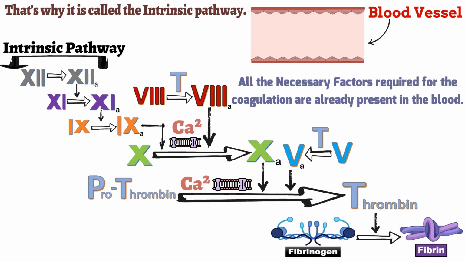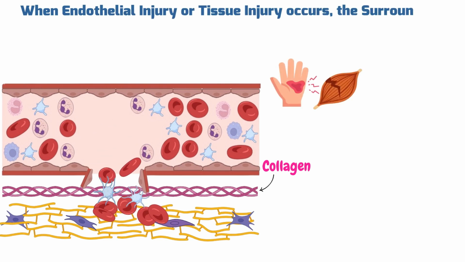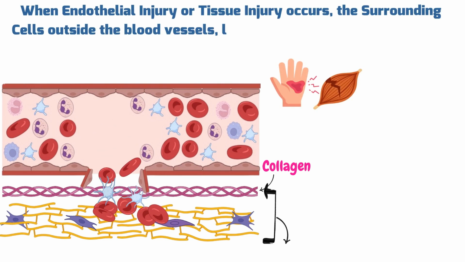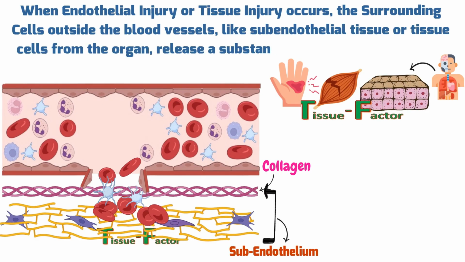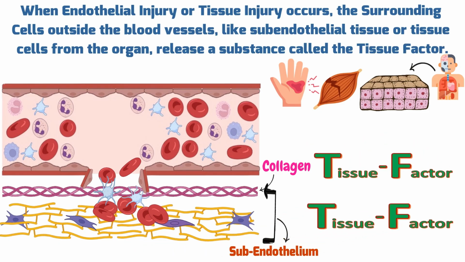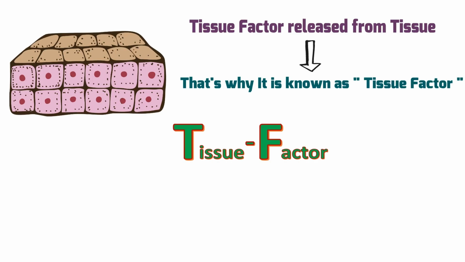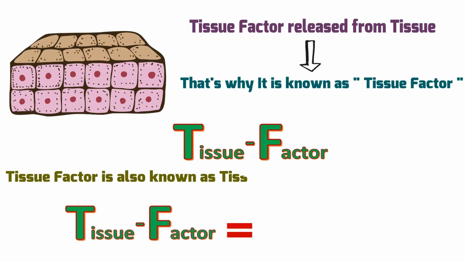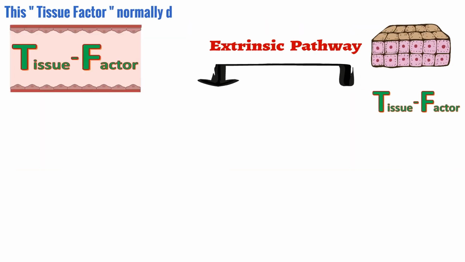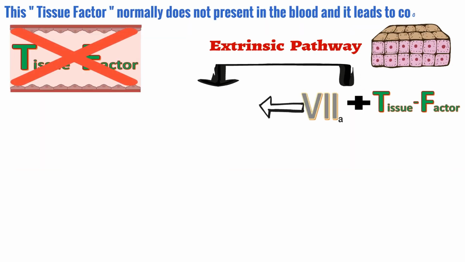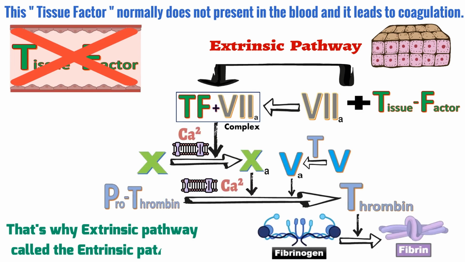On the other hand, when endothelial injury or tissue injury occurs, the surrounding cells outside the blood vessel, like subendothelial tissue or tissue cells from the organ, release a substance called tissue factor. Tissue factor is released from tissue, that's why it is known as tissue factor. It is also known as tissue thromboplastin or factor 3. This tissue factor is normally not present in the blood and it leads to coagulation. That's why the extrinsic pathway is called the extrinsic pathway.